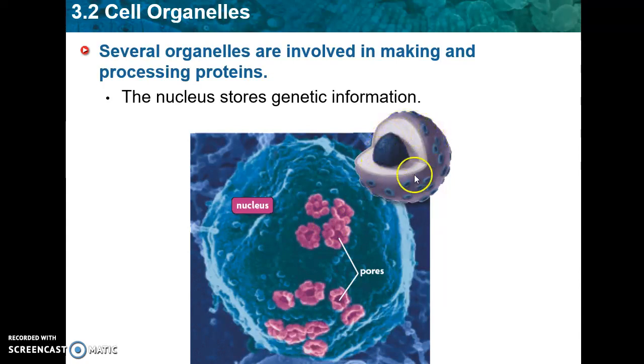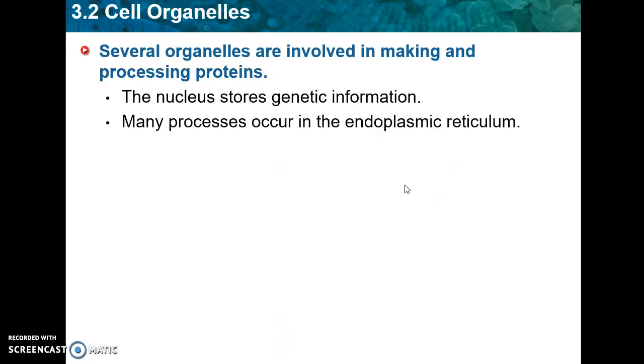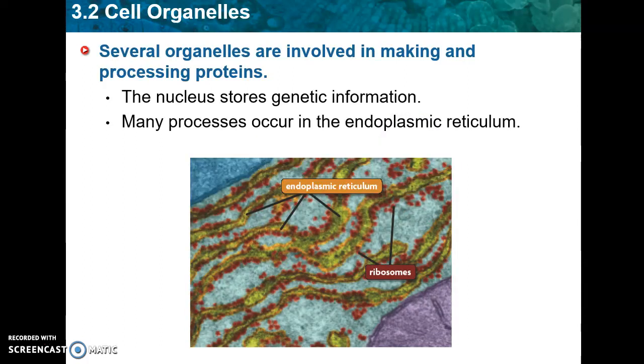This picture is showing the nucleus, the whole piece. This piece that's cut away, that's the nucleolus that's being shown inside of there. And then these little round dots on the outside are the pores. Many processes occur in the endoplasmic reticulum as well.